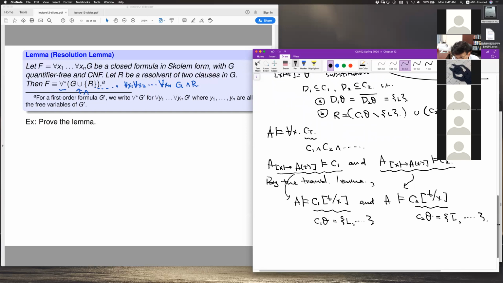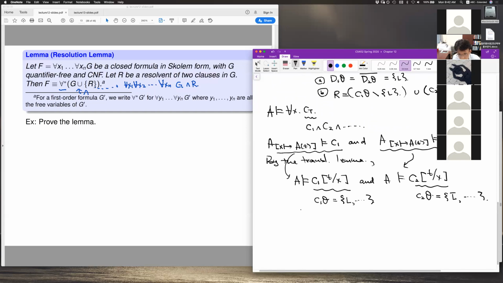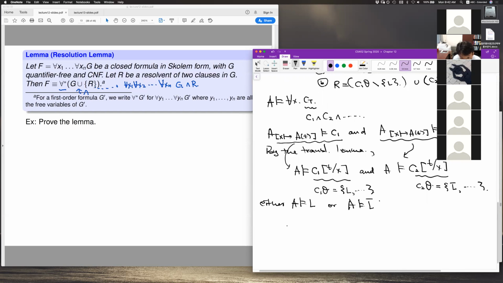Because L and L bar are complementary, we have either A satisfies L or A satisfies L bar. Then in each of the cases, if we do case analysis, we can show that A satisfies this resolvent R. So this is what we have to prove, and you can prove this by case analysis.